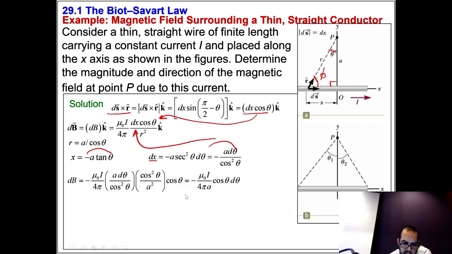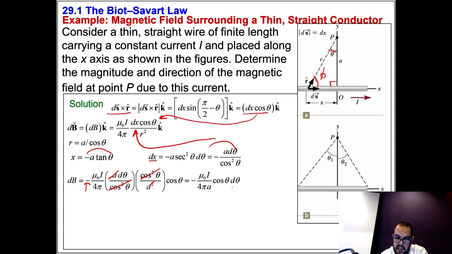So now this is the equation. We replaced dx by this. We have a minus sign here. So here we have cosine squared theta, because we have 1 over r squared, and r squared is a squared over cosine squared theta. So you can see the cosine squared theta cancels with cosine squared theta. We have a and a squared here. So we obtain that dB is minus mu 0 I divided by 4 pi a, cosine theta d theta.